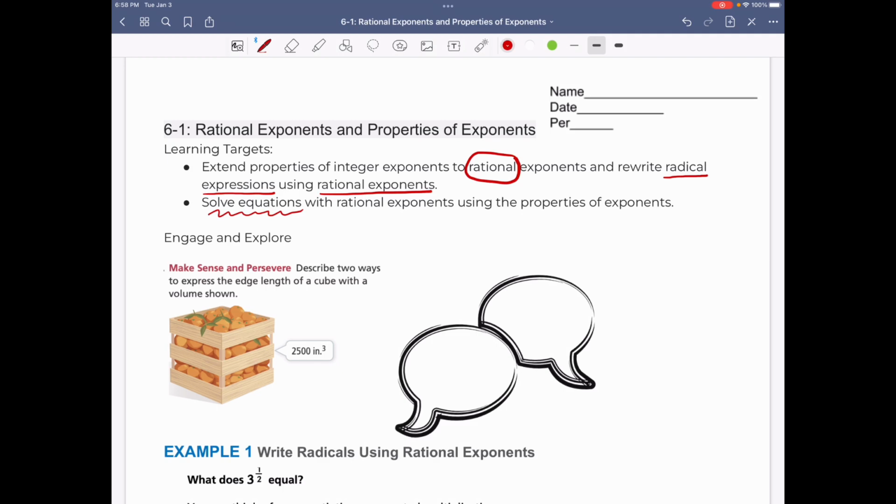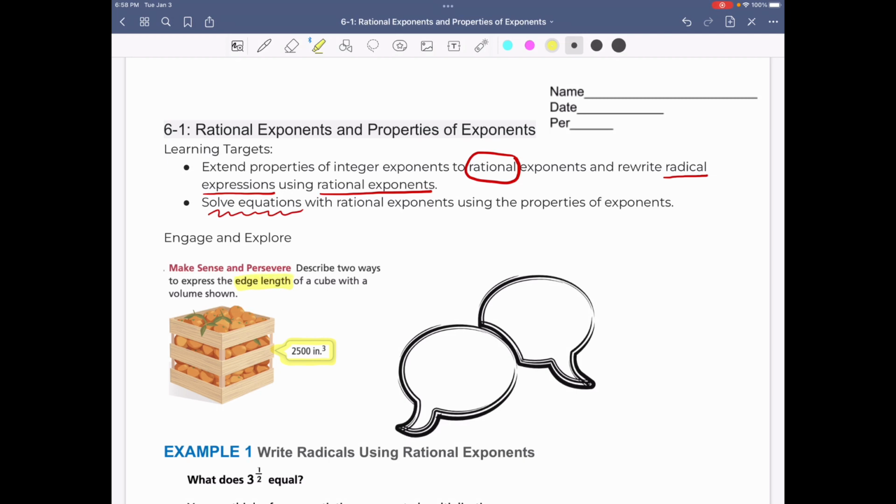Engage and explore. We want to make sense and persevere. So describing two ways to express the edge length of a cube with a volume shown. And the volume shown here is 2,500 inches cubed. And we want to know the edge length of the cube.